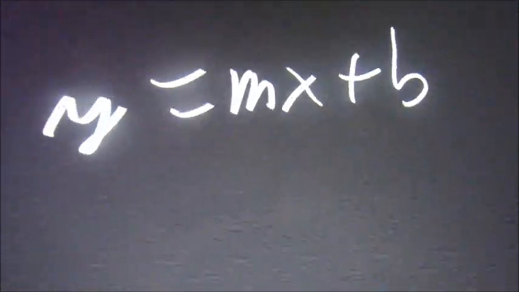Okay, so one of the things that we can do to make things a little bit easier is put things in what's called the slope-intercept form. And that is y equals mx plus b. And if you remember, m is the slope.